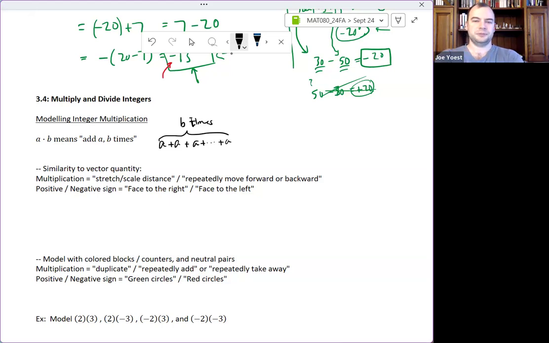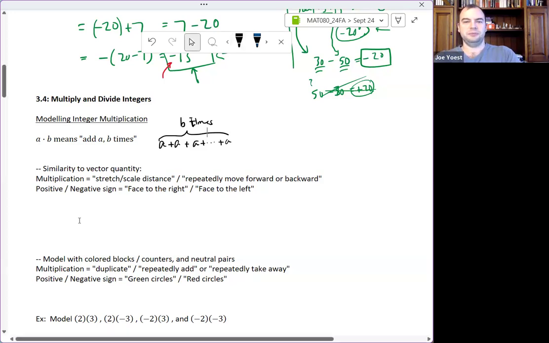b times. Now, it's not a big deal if you wrote b plus b plus b and did that a times. We know the multiplication is commutative, so we can really think of this either way, but this is the way that we'll choose to think of it. We're adding a b times.